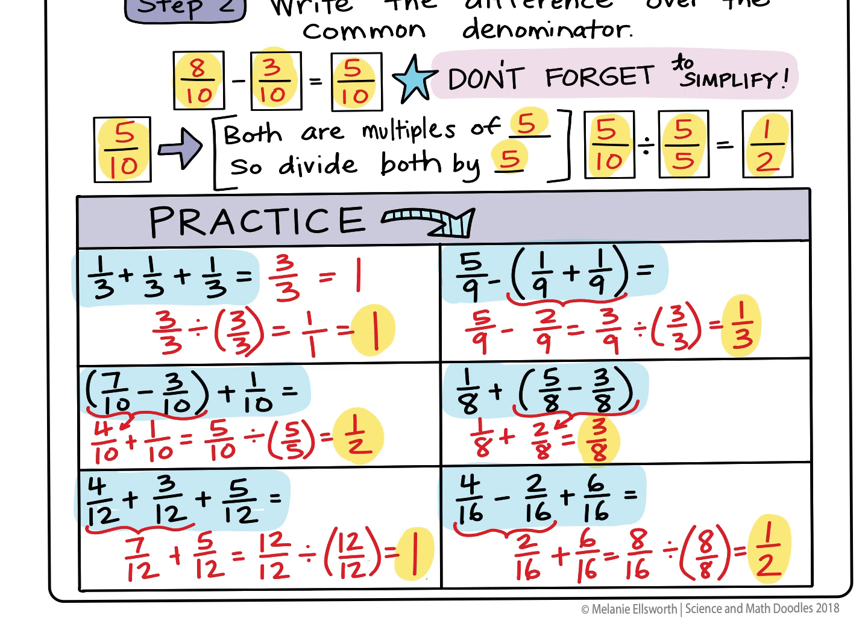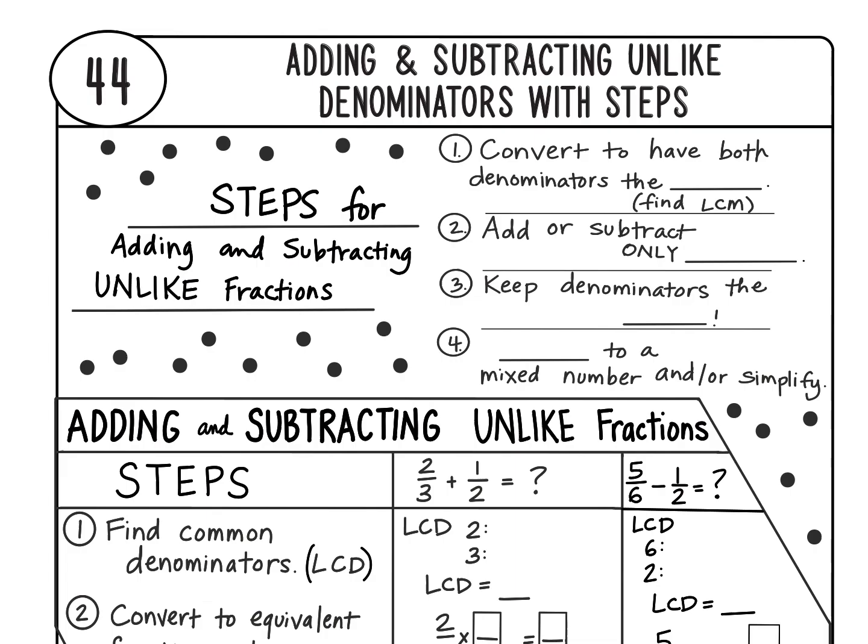The last one that we're going to do for this page is 4/16 minus 2/16 plus 6/16. Now remember, in PEMDAS, our order of operations, if I don't have parentheses, if I don't have exponents, I look for multiplication and division. If I don't have that, I add and subtract in order from left to right, which is why it is showing you to do this first. So 4/16 minus 2/16 is 2/16 plus 6/16. Now I add these two numerators together and I get 8/16, which simplifies to 1/2.